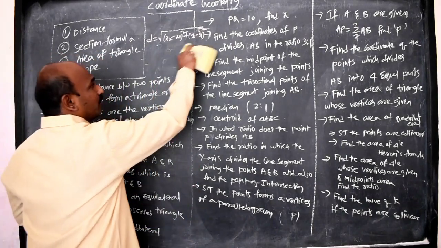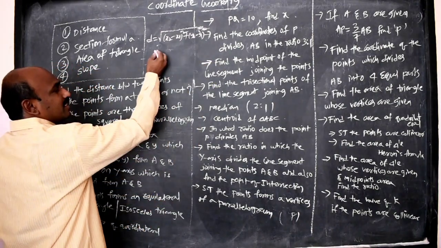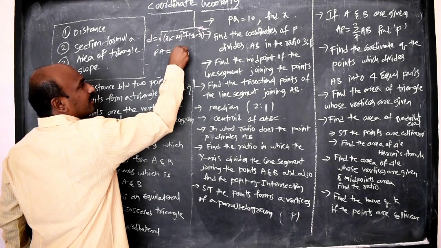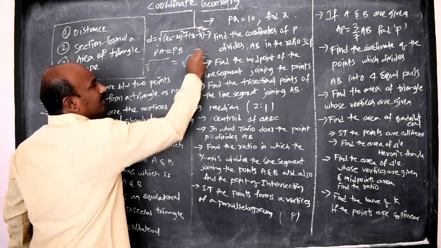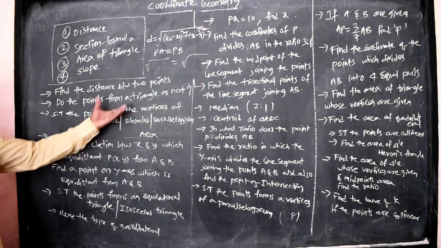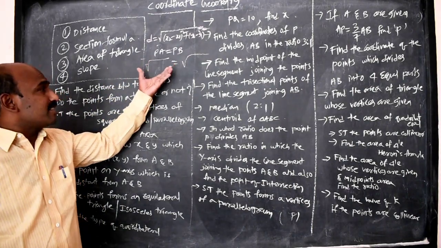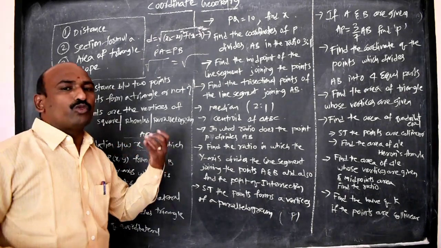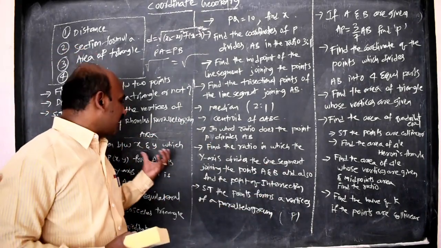The relation means we need to equate. Since P is equidistant from A and B, we can conclude that PA equals PB. Then apply the root condition. We will get one relation, and squaring on both sides, then after that we will get a relation between x and y. One linear equation in two variables or linear equation in one variable will exist.